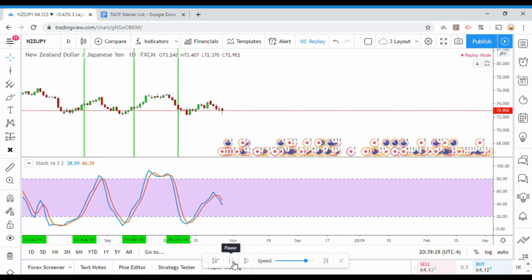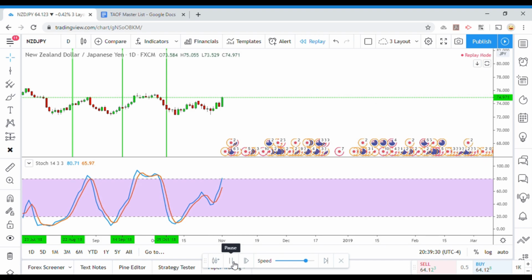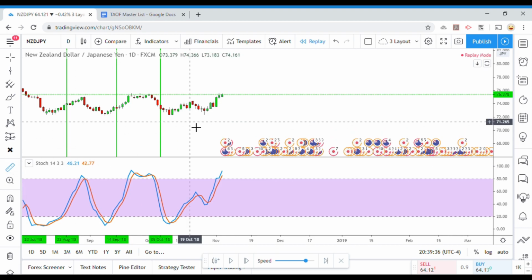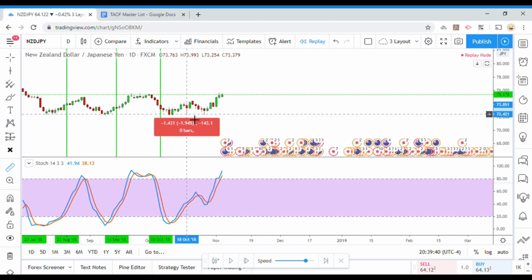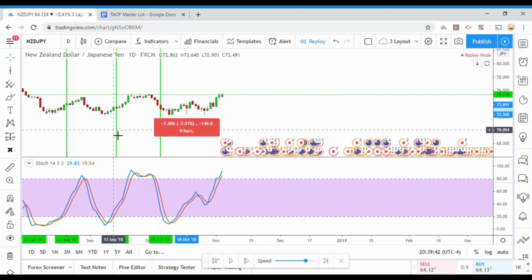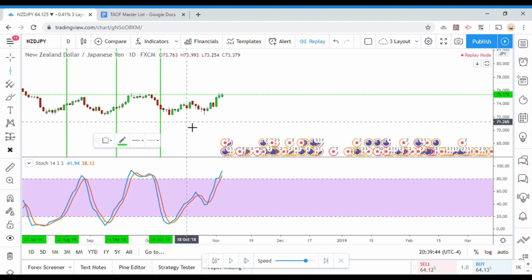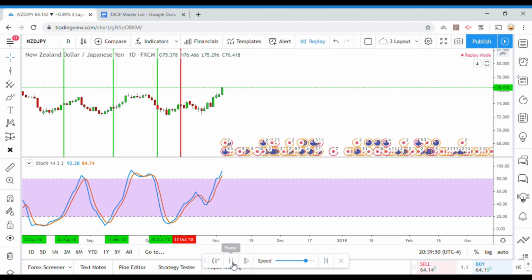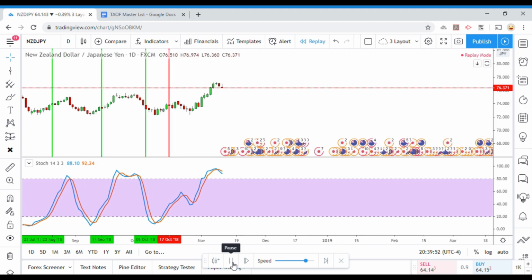So we got a cross there. Looks like our entry would be right there. Haven't made much progress. Let's see what happens though. Entry there. Did we get stopped out here? We did. We took a loss on that one.